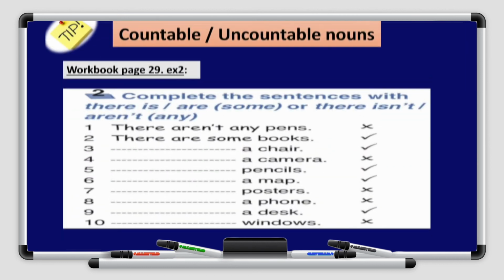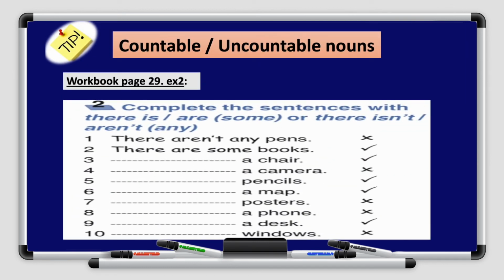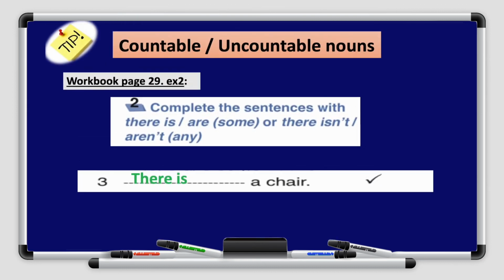The last one. Excuse me, are there any batteries here? Good job. One more exercise from your workbook, page 29, exercise 2. You will complete the sentences with there is or there are, some, or any. Check the mark after the sentence to decide if it is in the positive or negative form. Try to do it by yourself, then check your answer with me.